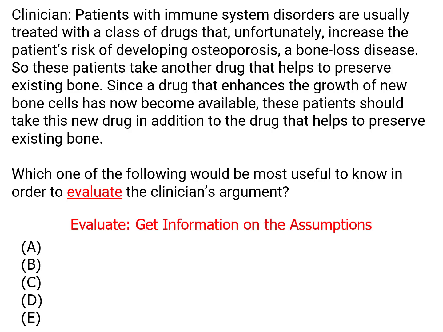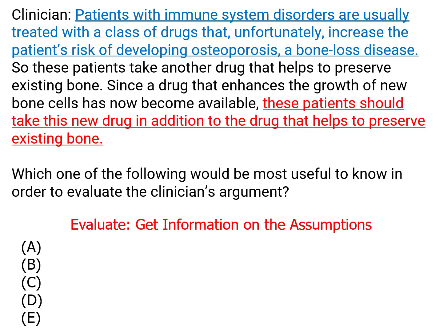Here, the conclusion is found at the end. These patients should take this new drug in addition to the drug that helps preserve existing bones. The clinician's evidence starts with a description of what's going on, just a little bit of setup evidence. So patients who have immune system disorders usually are treated with some drugs that increase their risk of getting osteoporosis, which is a bone loss disease.